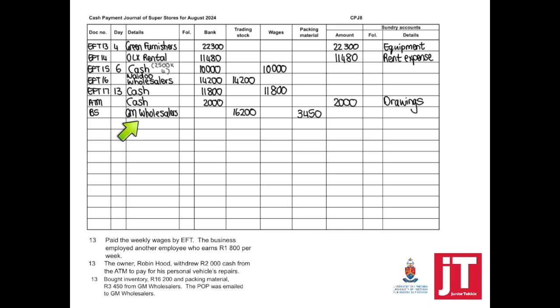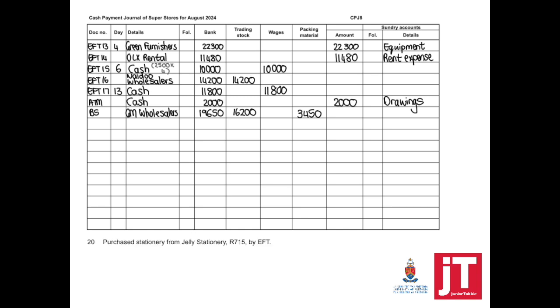Who did we pay? GM Wholesalers. For what reason? We purchased trading stock. Inventory is shown as trading stock and packing material, and in total a payment of 19,650 was made. Day 20, purchase stationery from Jelly Stationery, 715 by EFT.